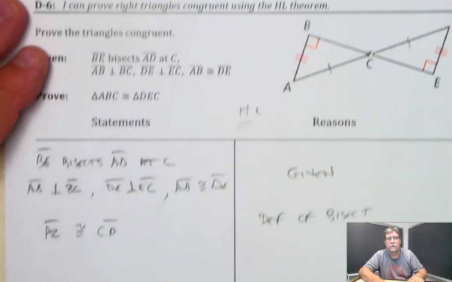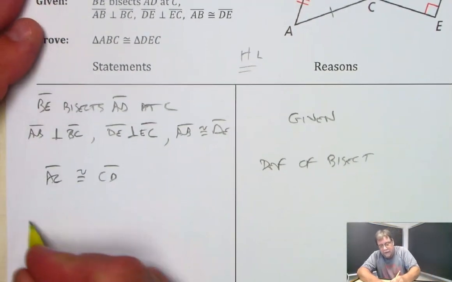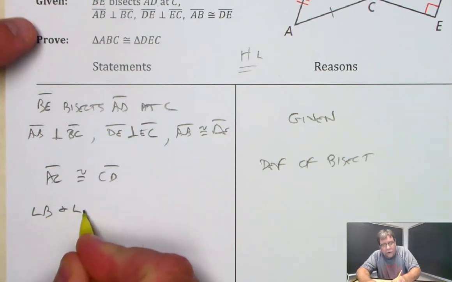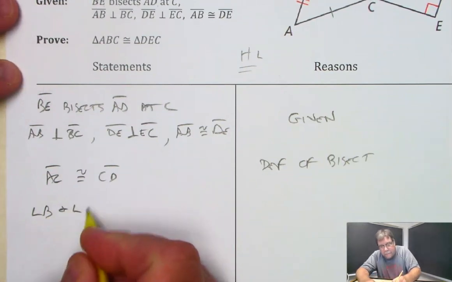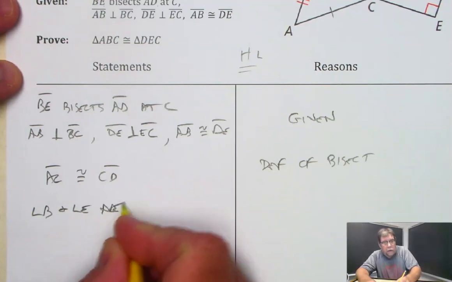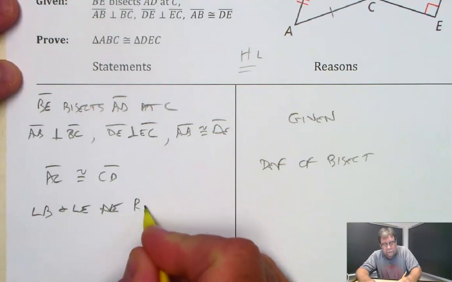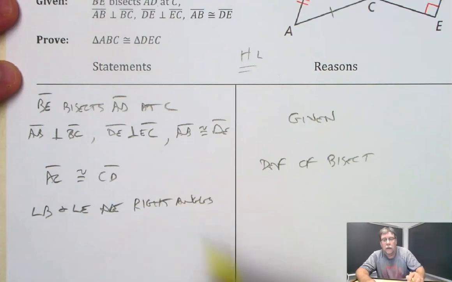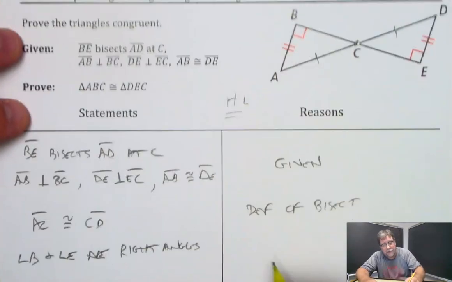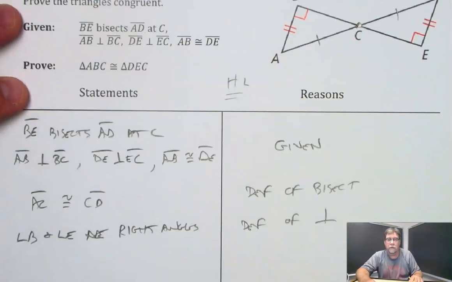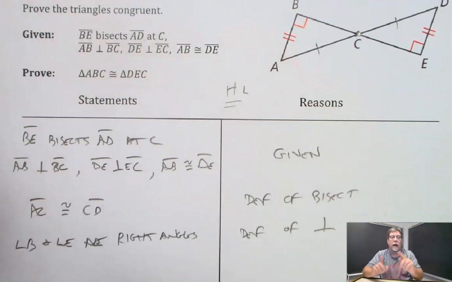So what I'm going to have to do in the proof is say angle B and angle E are right angles. Now, I can say that because that's the definition of perpendicular. Because those are perpendicular, now I can say those are right angles.